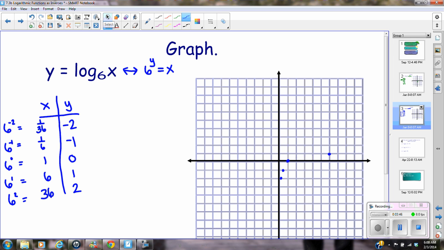So when I go to graph this, I'm going to connect these dots and make it look like it's not going to reach 2 up here until it goes way out at 36. So make sure you don't get all the way up to that 2. And that's how you'd graph y equals log base 6 of x.